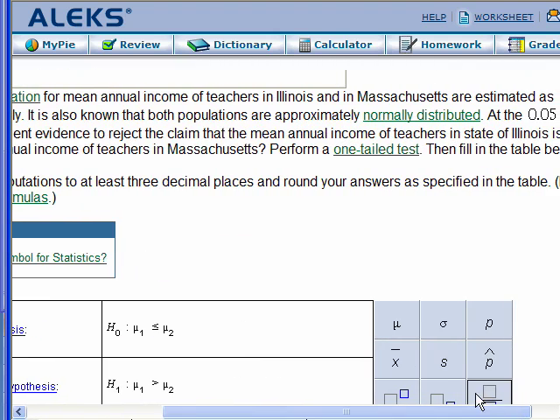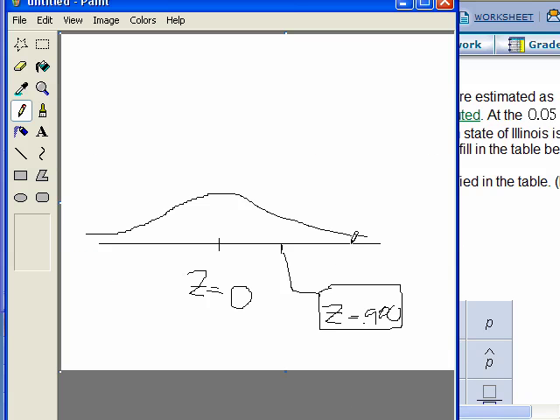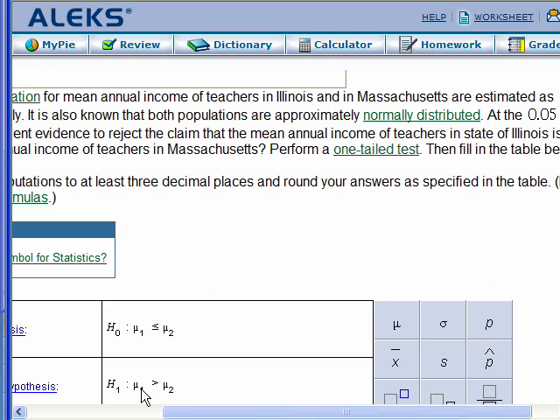So that means when I go back to my Paint program, I want to find out what's the Z-score that corresponds when the area to the right here is 0.05. And you said, well, Donna, how did you know it was area to the right? Well, let's look at our alternative hypothesis. Our alternative hypothesis says mu1 greater than mu2. That means that when you subtract mu1 minus mu2, it's going to be greater than 0. And if it's greater than 0, that's going to be to the right.